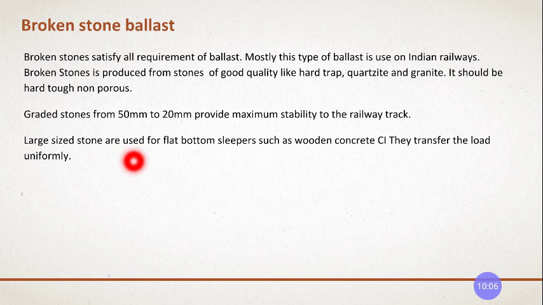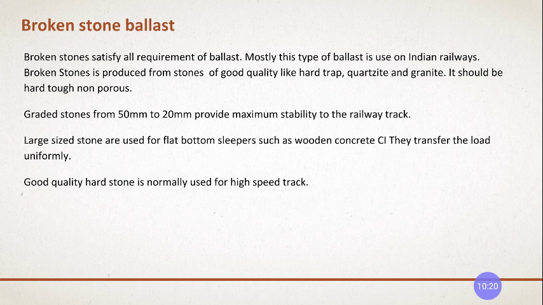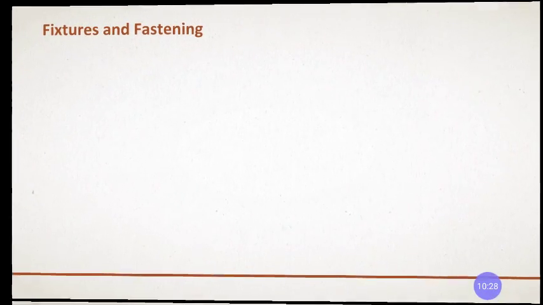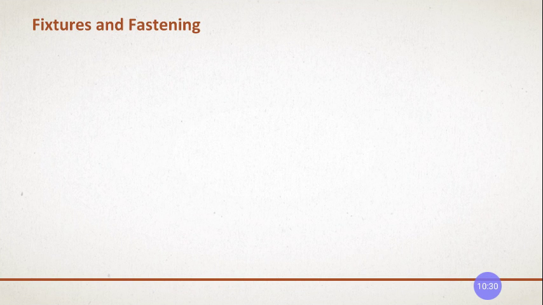The large size stones are used in the flat bottom of sleepers, such as wooden sleepers, concrete sleepers or cast iron sleepers. They transfer the loads uniformly. Good quality hard stones are normally used for high speed tracks. These are the features of the broken stone ballast.